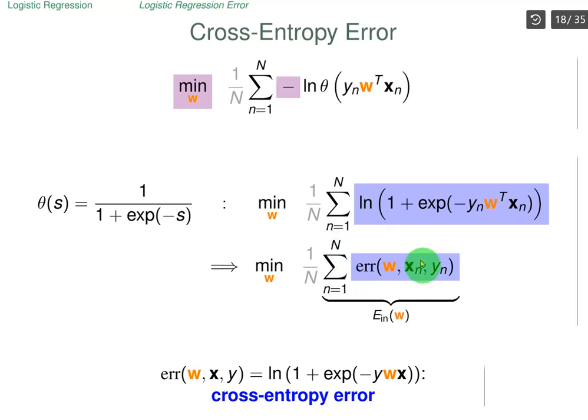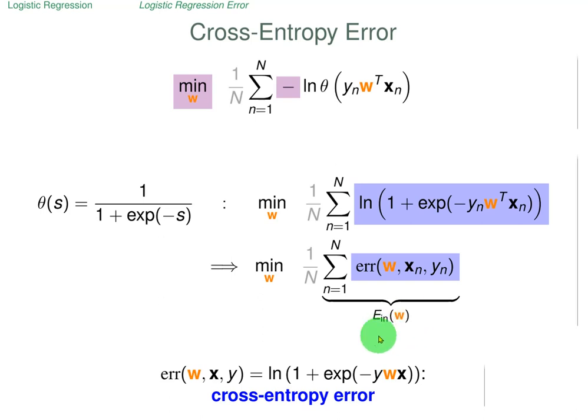That will minimize our in-sample error. And this in-sample error is called the cross-entropy error. How can we minimize the cross-entropy error? In linear regression, we found the w by matrix inversion, while in the perceptron case, the 0-1 error function that we work with involved an iterative nature.